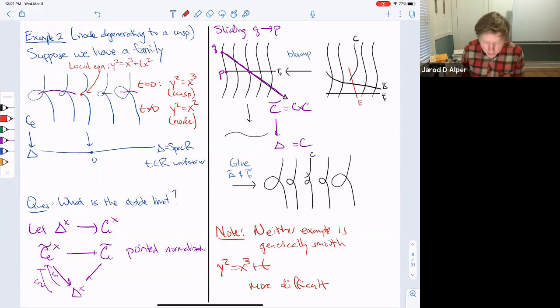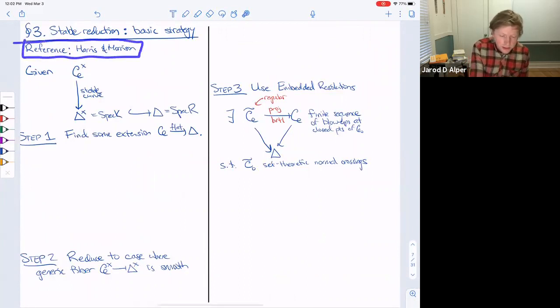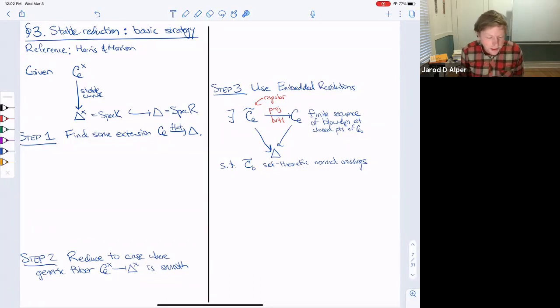Okay, so let's see how you might handle a generically smooth family. So I'm going to outline now the basic strategy of how we're going to perform stable reduction. And I'm following the reference of Harris and Morrison. This is really where I learned it. I think their exposition is beautiful. There are tons of examples which really provides some sort of geometric intuition for how to think about this. All right, so here's the strategy.